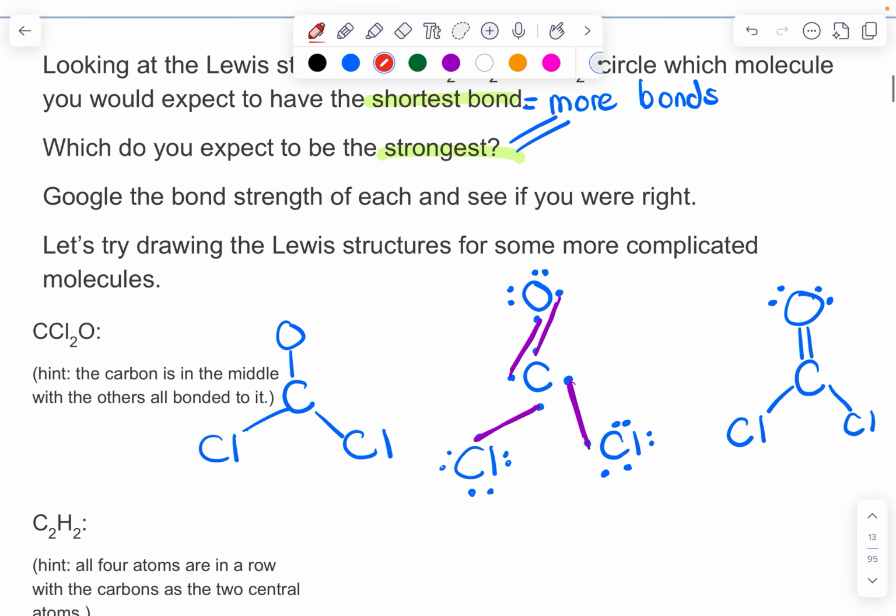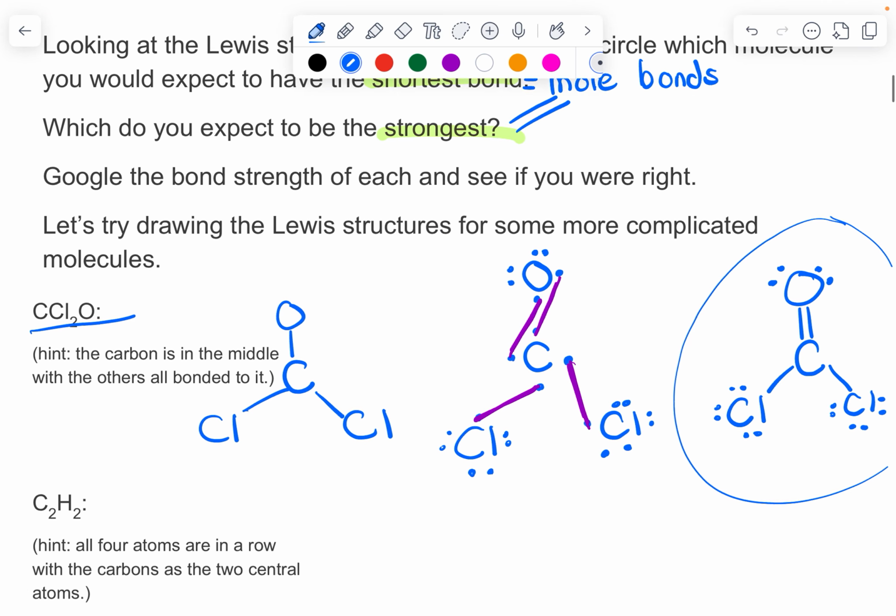Okay, so coming back to our structure here, chlorine is going to have its 3 non-bonding pairs and its bond. So this is our final structure for CCl2O. Okay? A little more complicated, but I wouldn't say hard, right?